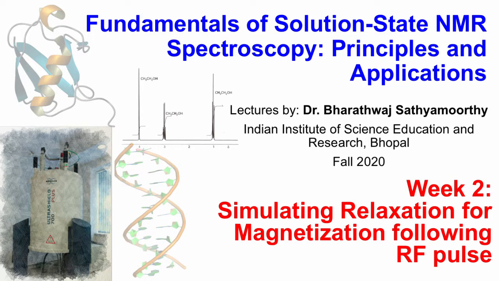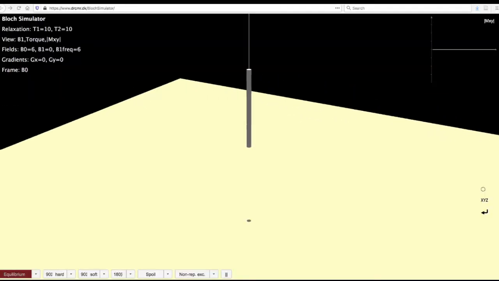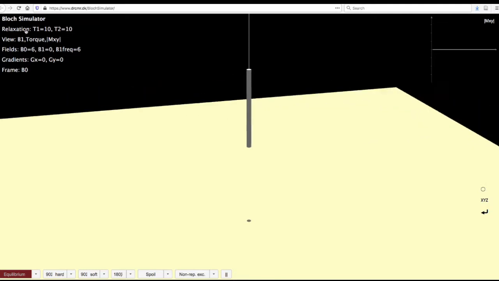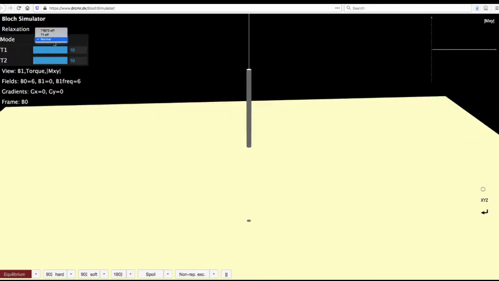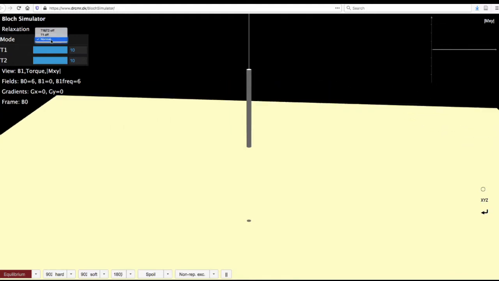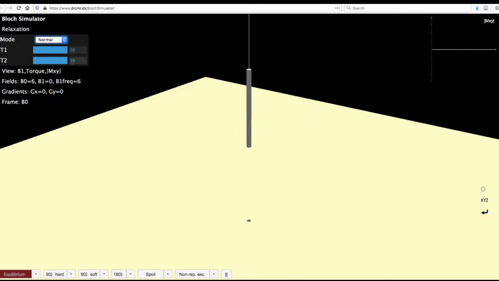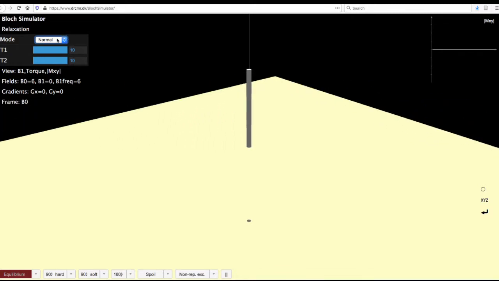So for the next series of simulations, we will try to see what is the influence of relaxation on the transverse and longitudinal magnetization. In order to perform this simulation, let's keep the mode of relaxation as normal in the simulator, and the T1 and T2 rates are set to 10 seconds each so that we can clearly see what is going on.